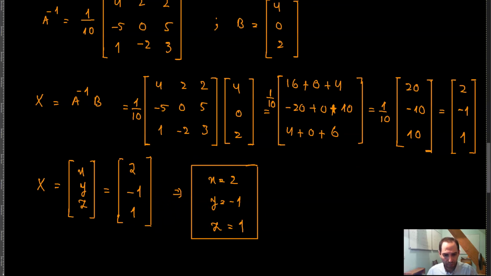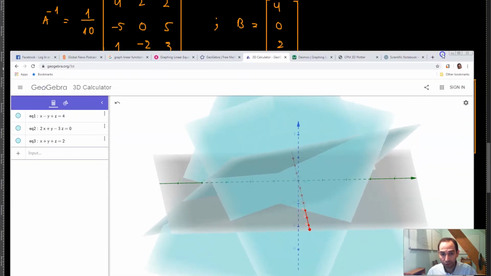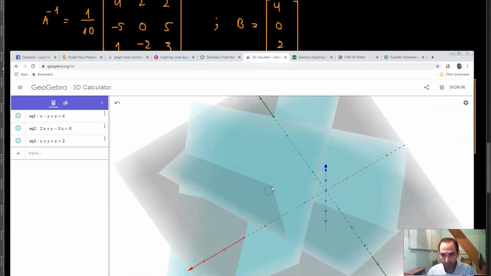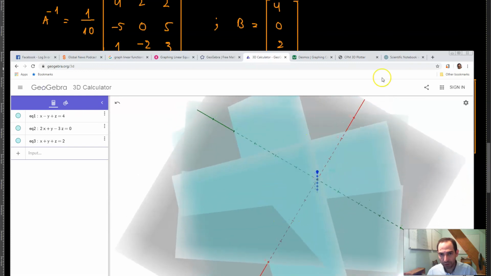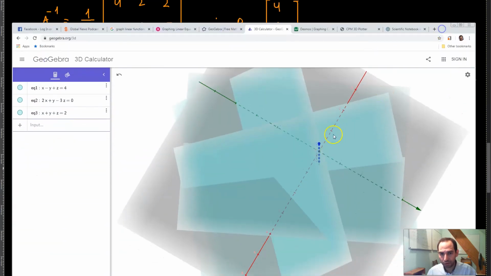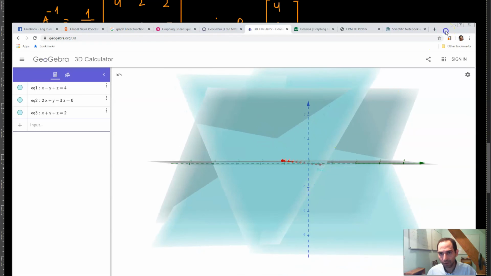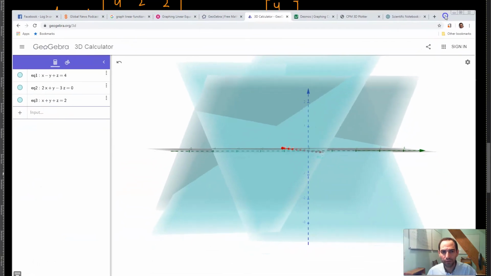And again, let me show you the graph one more time. So you can see that the solution is actually this point over here. This point over here, you can see that along the x-axis, your x is equal to 2. Your y is equal to negative 1, which corresponds to this point. And your z is equal to somewhere around 1, which is exactly the coordinate of your z.